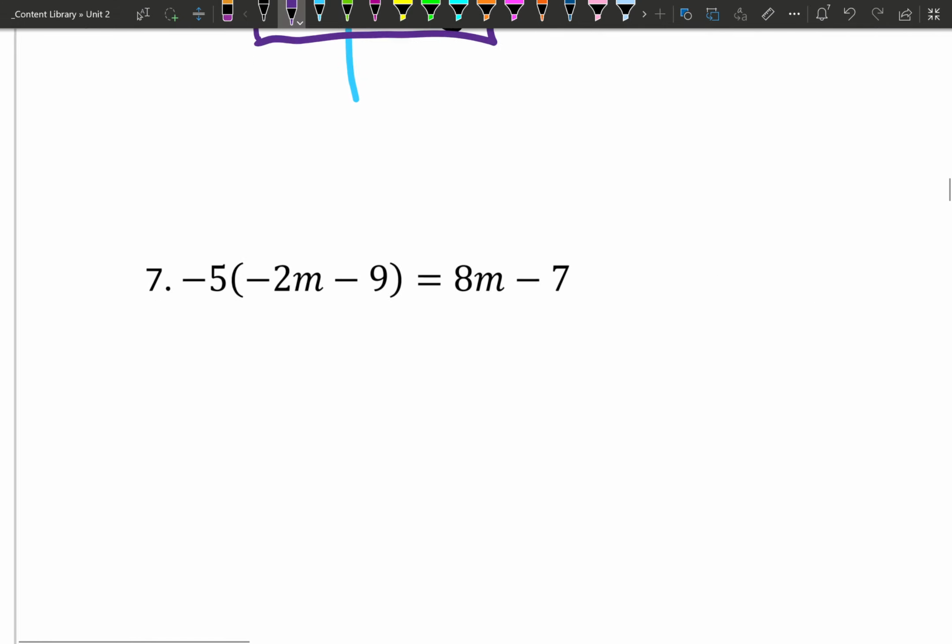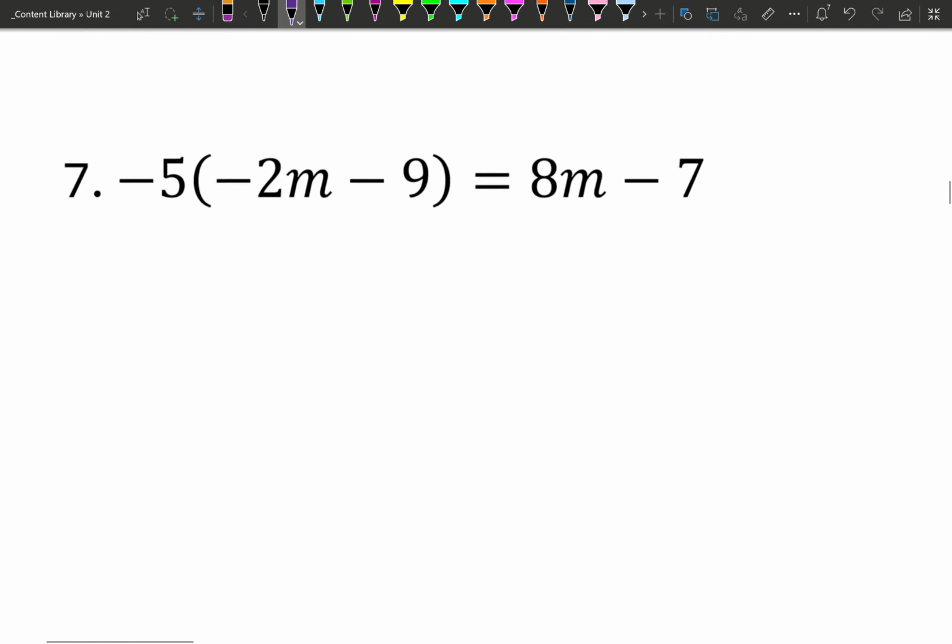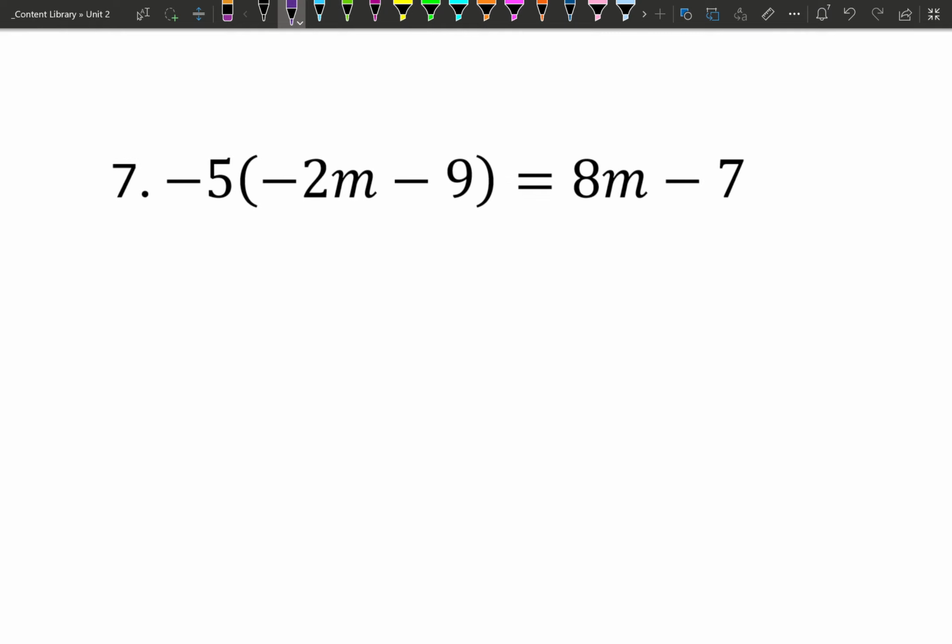Let's take a look at number 7. Number 7 has a few more steps. Here, we have to start off with something completely different, and that's taking care of those parentheses. When there's a number attached to parentheses, or a variable, we have to use the distributive property, which means we're going to do some multiplying.